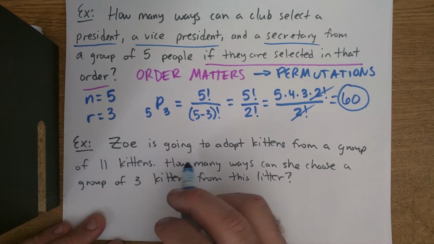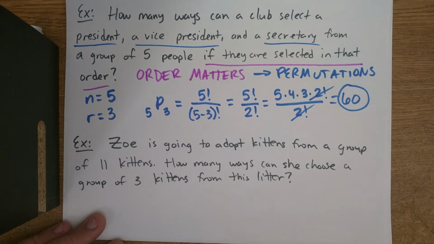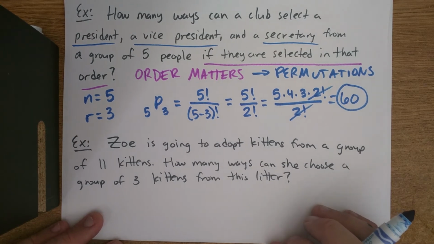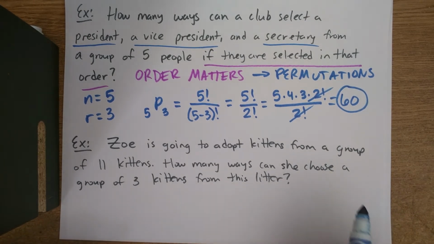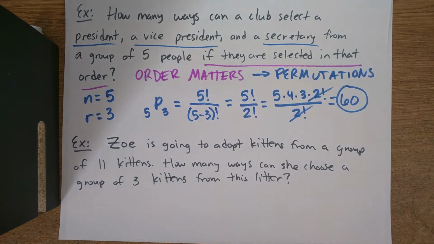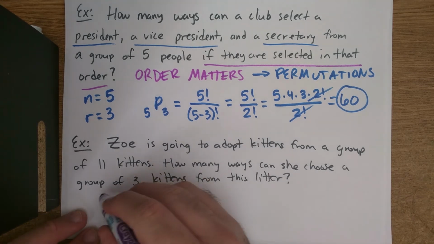Example. Zoe is going to adopt kittens from a group of 11 kittens. How many ways can she choose a group of 3 kittens from the litter? So again, the first thing you have to ask yourself is, does order matter? So think about this for a moment. See if you can determine from the wording, does the order matter in which she chooses these 3 kittens? So the answer is no, the order does not matter.